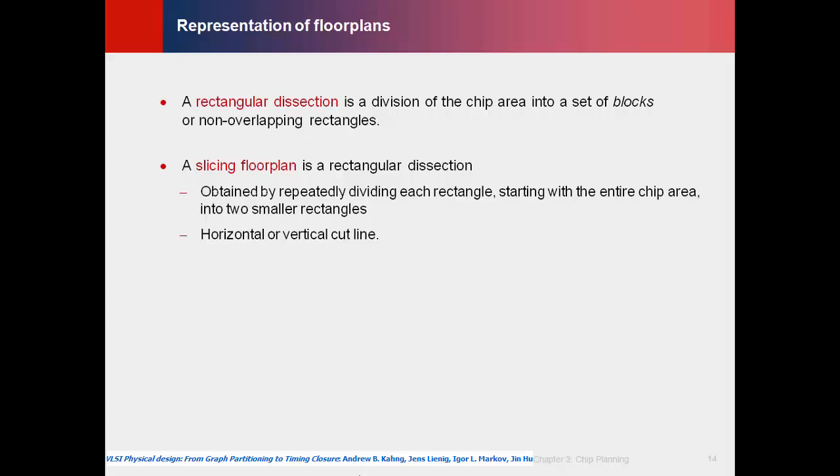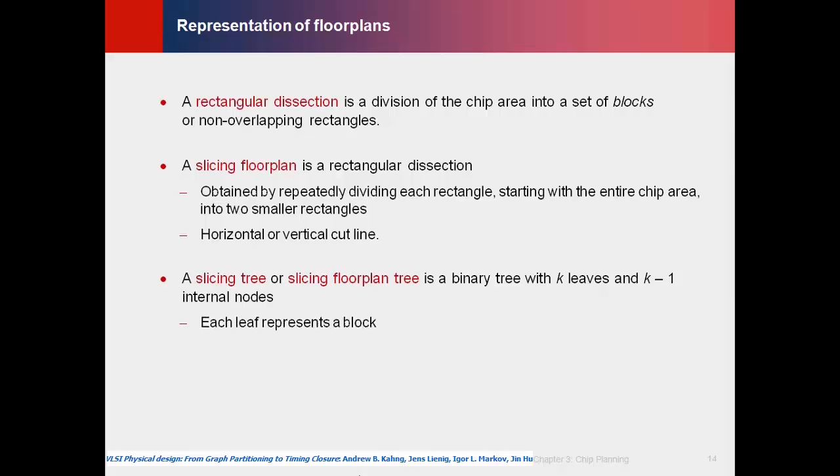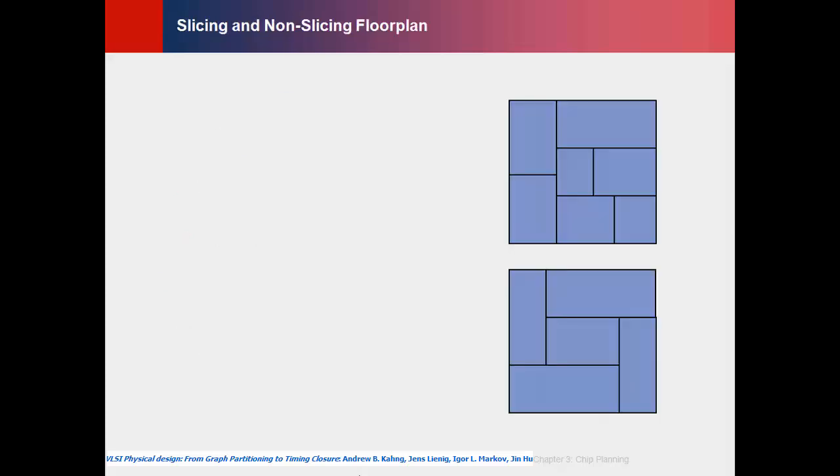You can divide it using a horizontal or a vertical cut line, and the slicing floor plan can be represented as a slicing tree. A slicing tree is just a binary tree with k leaves and k minus 1 internal nodes, where each leaf represents a block and each internal node represents a horizontal or a vertical cut line. Let me just illustrate it, then it becomes clear.